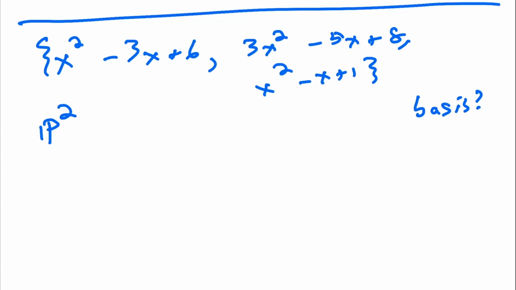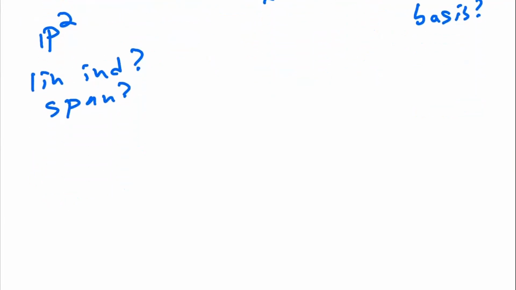I could very much say that and save a lot of work. Here I'm going to have to go through it. So let's think about whether these are linearly independent and whether they span. Maybe the easiest thing to think about is whether they're linearly independent, so let's think about that first.